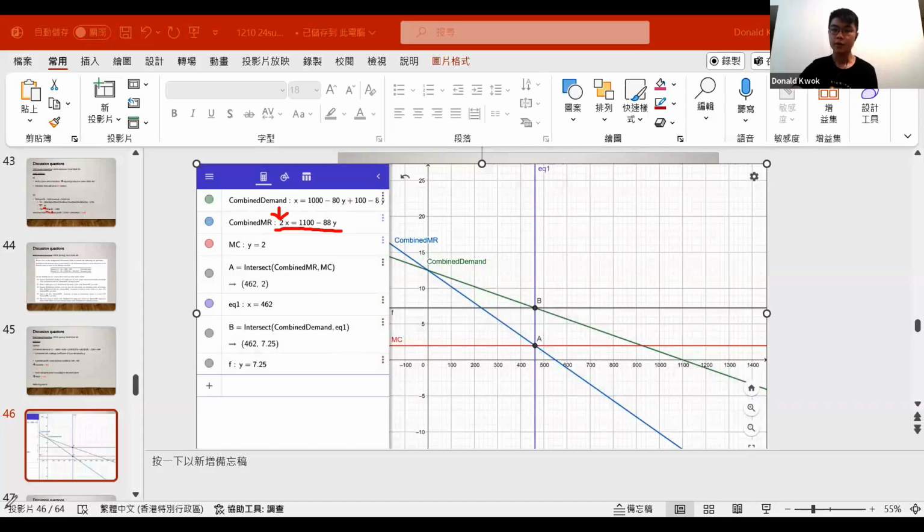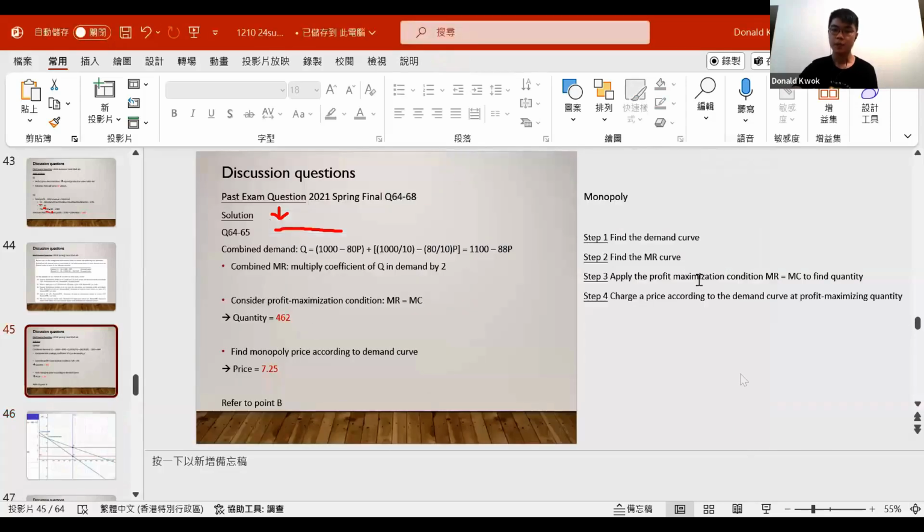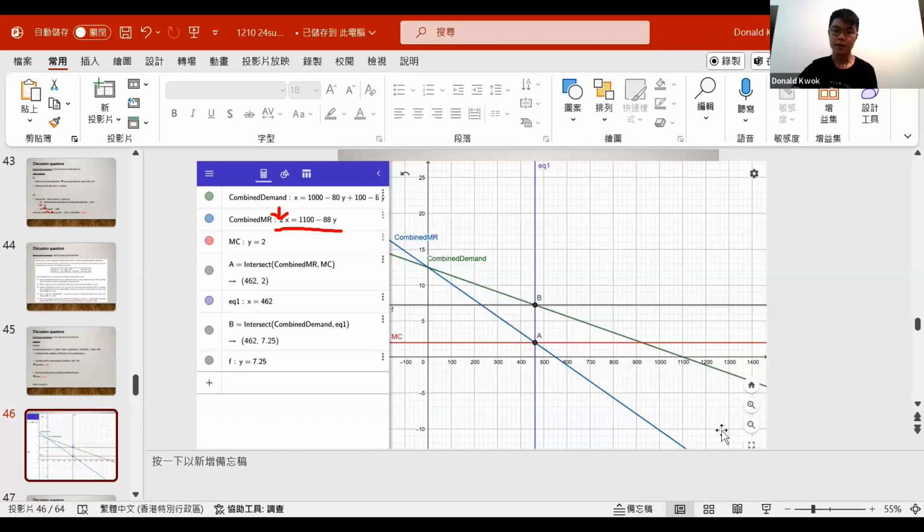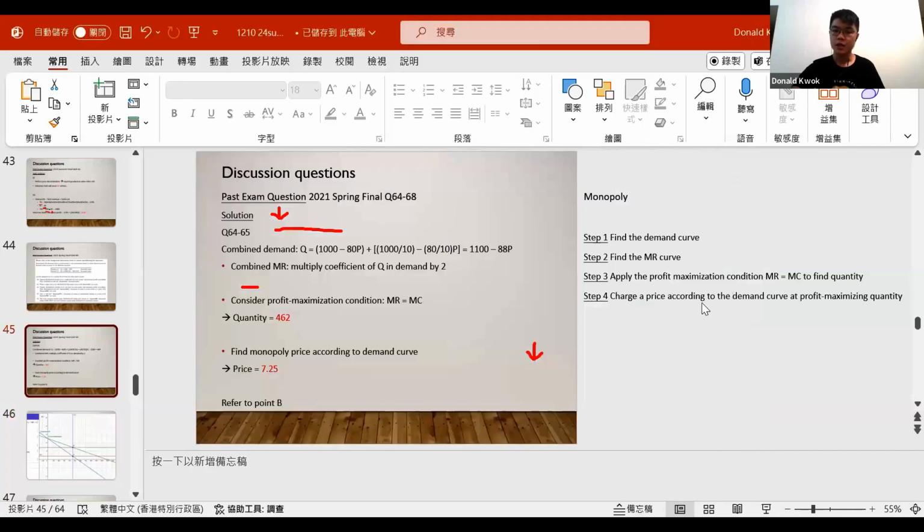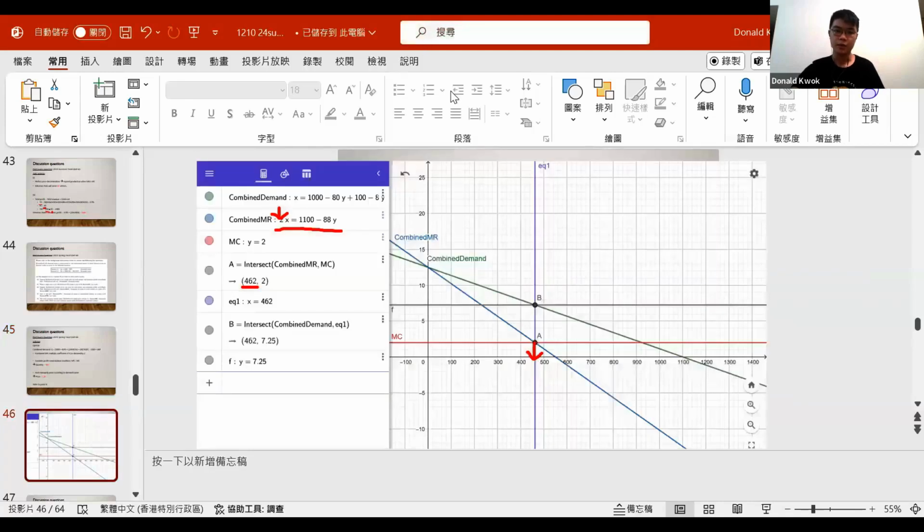We have the marginal revenue curve now, and we move on to step 3 to apply the profit maximization condition MR equals MC to find the profit maximizing output. If we plot everything in GeoGebra, then we are able to find that MR and MC intersect each other at this level. The corresponding quantity will be the profit maximizing output 462. And finally, step 4, to charge a monopoly price according to the demand curve at this quantity of 462. So it would be like this. The corresponding price according to the demand curve at this output would be 7.25 as suggested by point B.